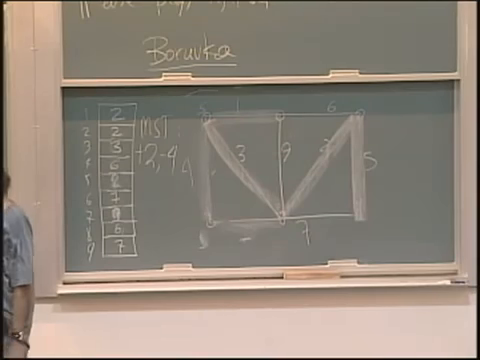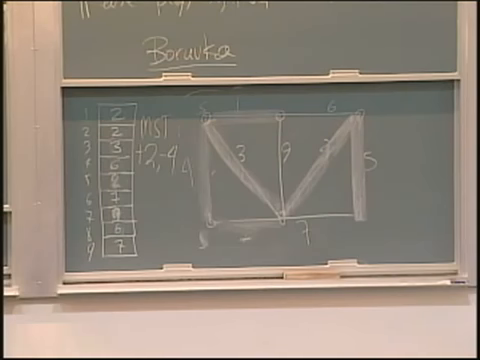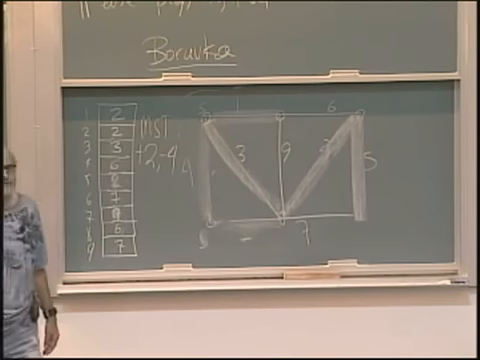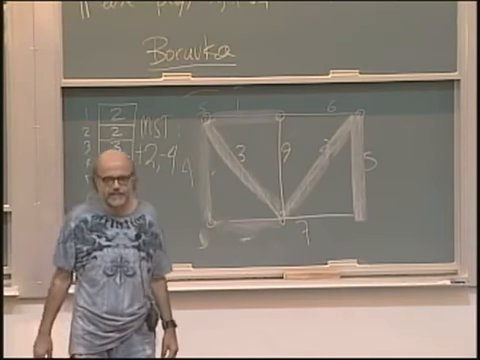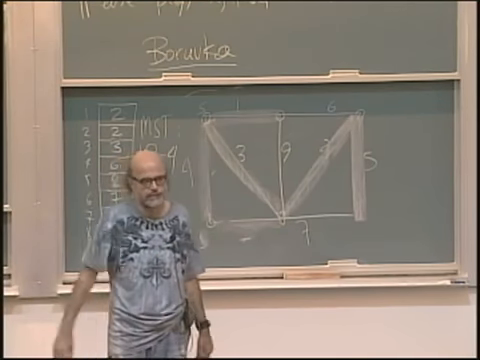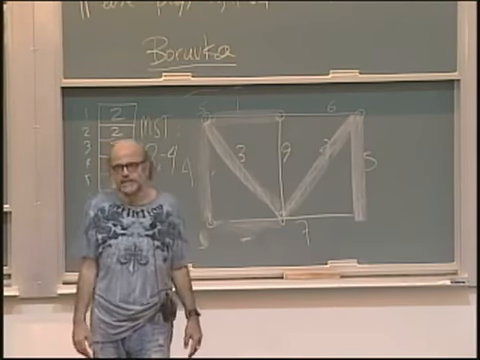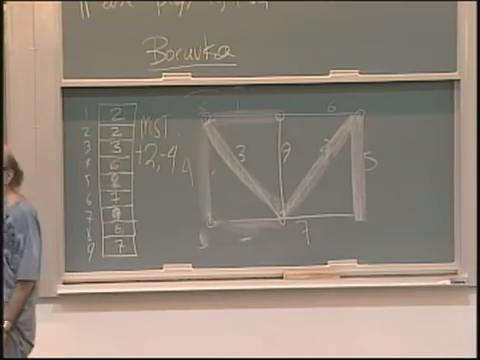Again, Kruskal's algorithm always adds the shortest edge out of any component. Prim's algorithm adds the shortest edge out of the component that contains S. It's partial to some node S. All right. How about Borůvka's algorithm?